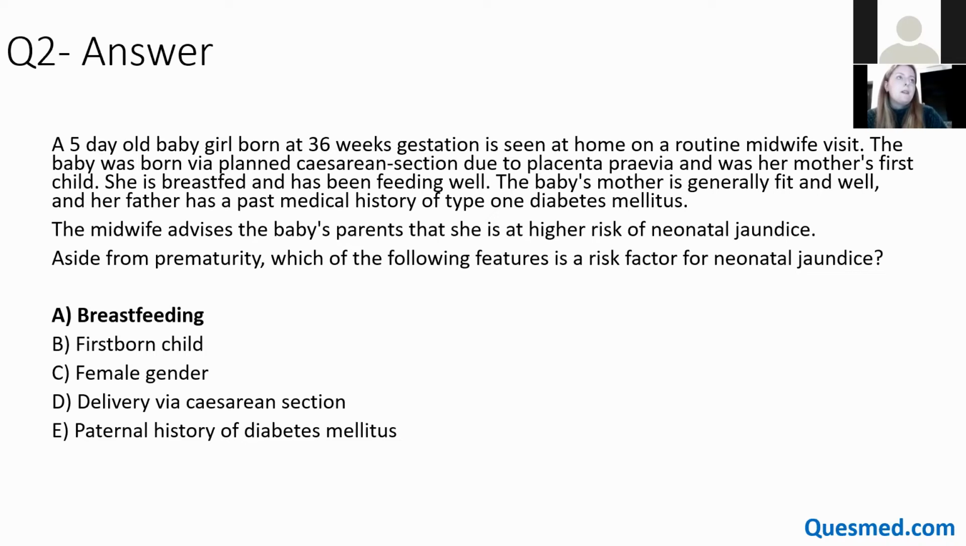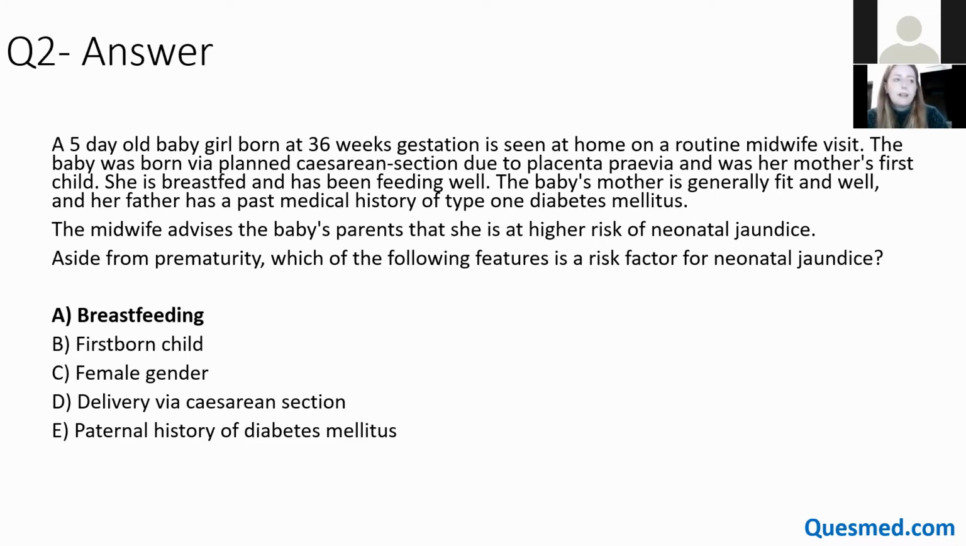Moving quickly through the other potential options. So B, firstborn child, that's incorrect. There's no link between being firstborn and having jaundice. There is sometimes a link between having a sibling that was previously treated with phototherapy. So a sibling that previously required phototherapy, every subsequent child is then at an increased risk of developing jaundice. C, female gender, that's incorrect. So male gender is actually more associated with jaundice than female.